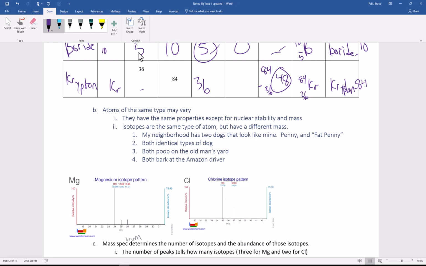Atoms of the same type may vary. They have the same properties except for nuclear stability and mass. We don't deal with nuclear stability at all in AP Chem, so that's good. There's no nuclear stuff in here. Isotopes are the same type of atom but have a different mass.